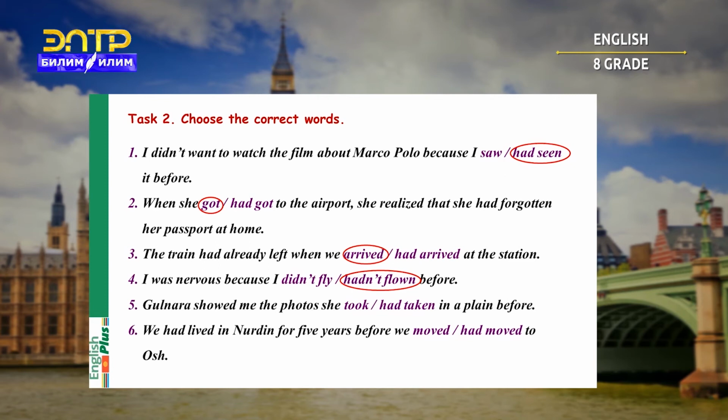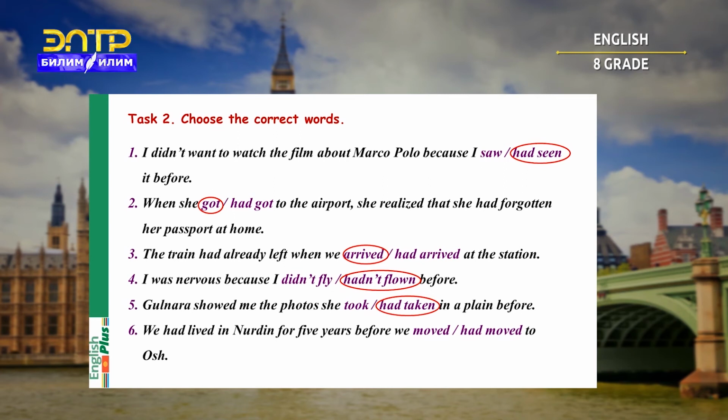Sentence number 5. Gulnara showed me the photos she had taken in a plane before. Here again, first Gulnara had taken photos and only then she showed them. So we should put the verb into past perfect form.